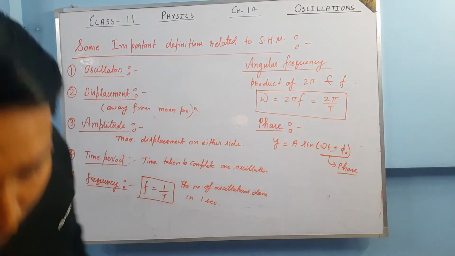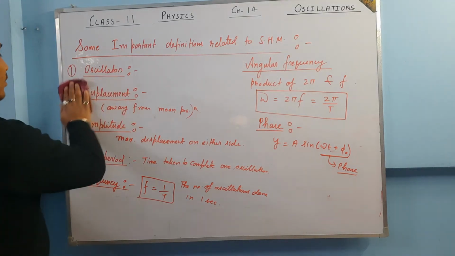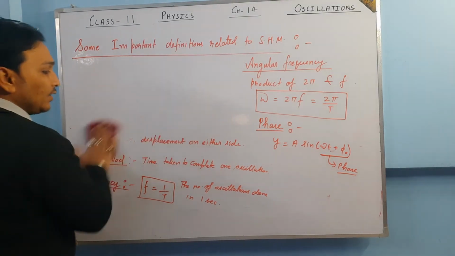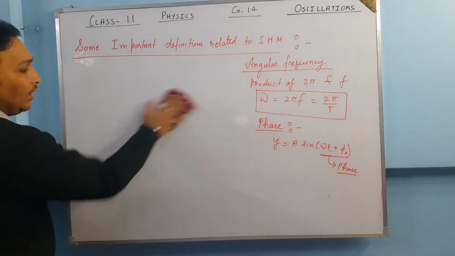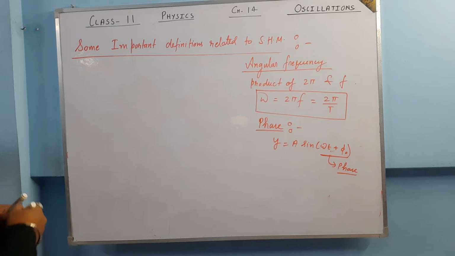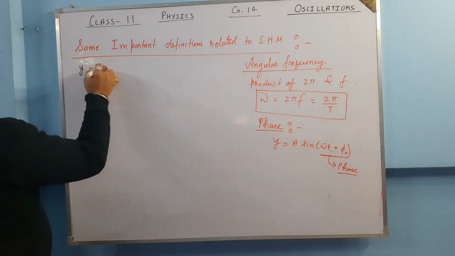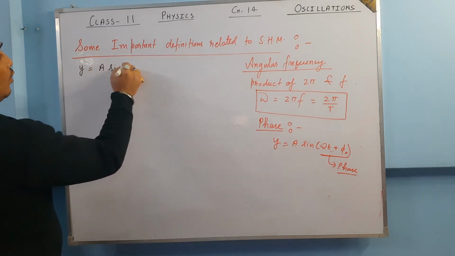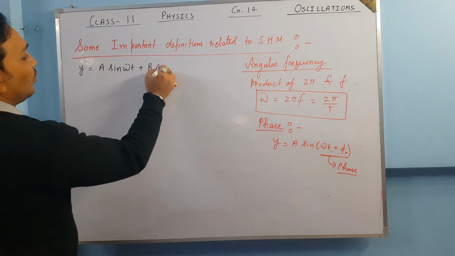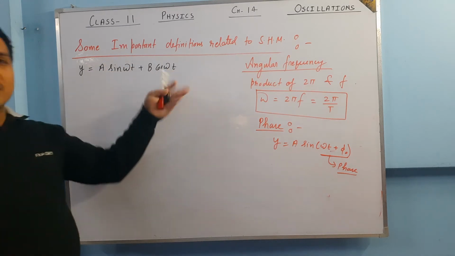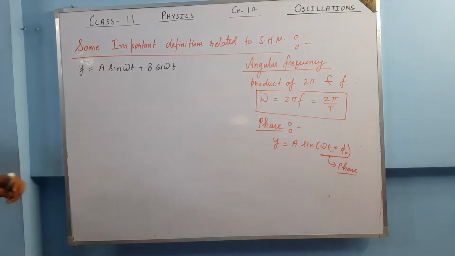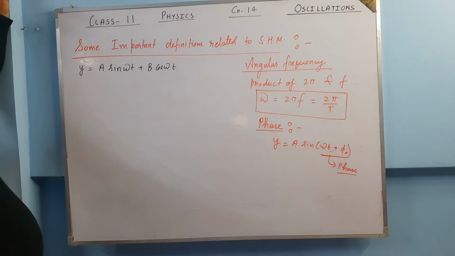One more confusion can be there. If the general expression I am writing as y is equal to a sine omega t plus b cos omega t. It could be written as a cos omega t plus b sin omega t. A and b can be interchanged, no problem is there. So y is equal to a sin omega t plus b cos omega t. What is the phase over here? What is the phase here?